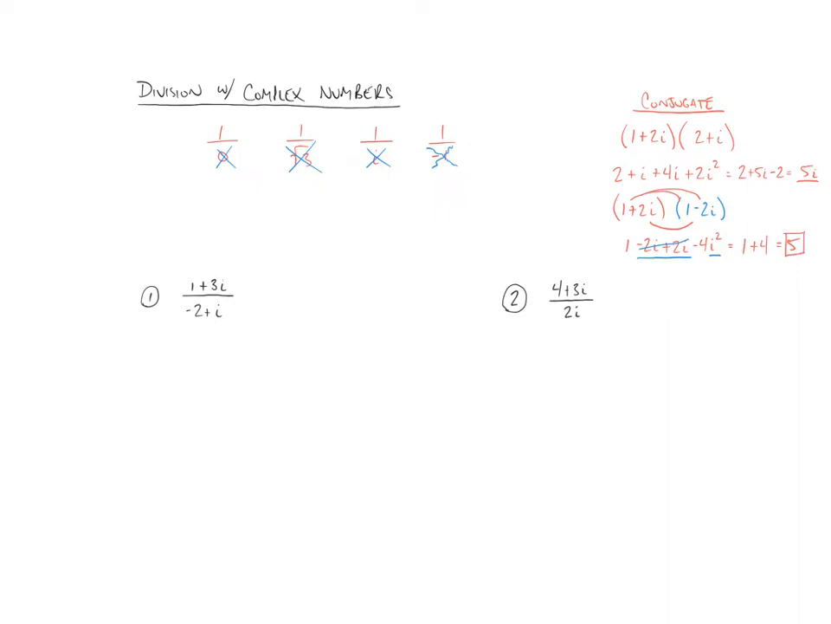So we need to apply that logic to these fractions. So let's take a look at example number 1. Number 1 has 1 plus 3i, which is complex, over negative 2 plus i, which is also complex. And the problem with this is that we have a complex number in the denominator, and that is no good. So what we have to do is multiply this fraction by something that is equivalent to 1, right? Because I can really only multiply things by 1 if I want to preserve the value of those things. But a version of 1 that will allow us to eliminate this complex number in the denominator.